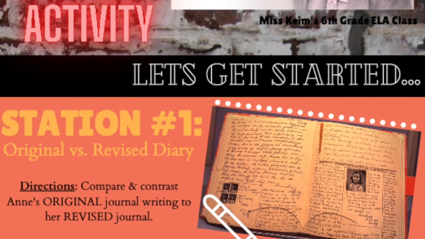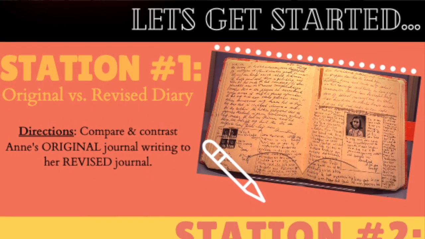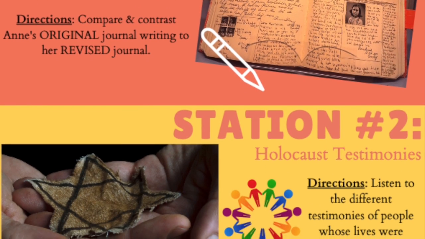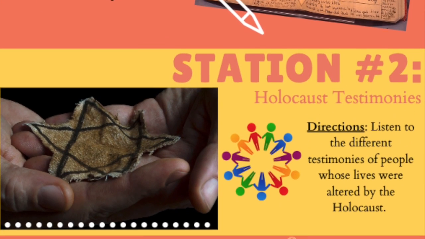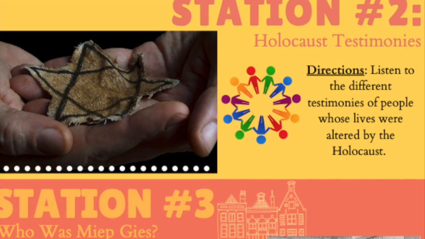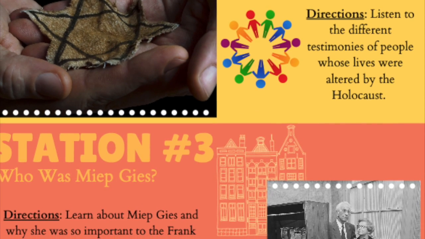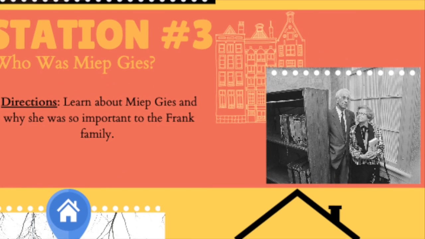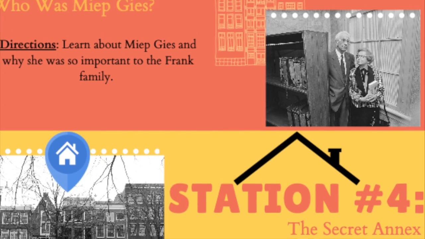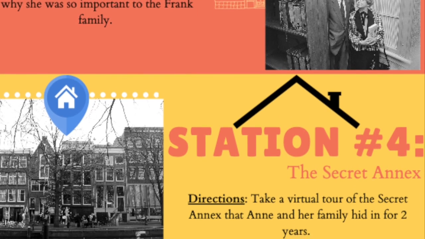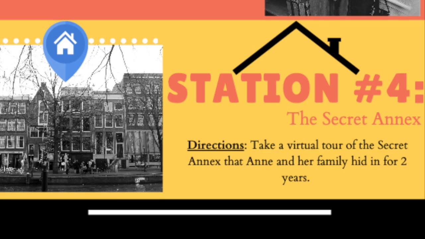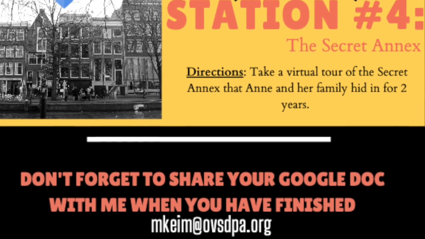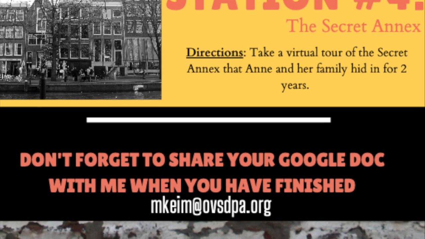At Station 1, you will look at a diary entry of Anne's. You will compare and contrast her original diary entry to the same entry that she revised during hiding and added more details to. At Station 2, you will listen to multiple Holocaust survivor testimonies and respond to a journal prompt. At Station 3, you will research Miep Gies and what her role was in the Franks' hiding place. And finally, at Station 4, you will take a virtual tour of the secret annex, the place where the Frank family hid for 2 years. Once you are finished, you will share this Google Doc with me.